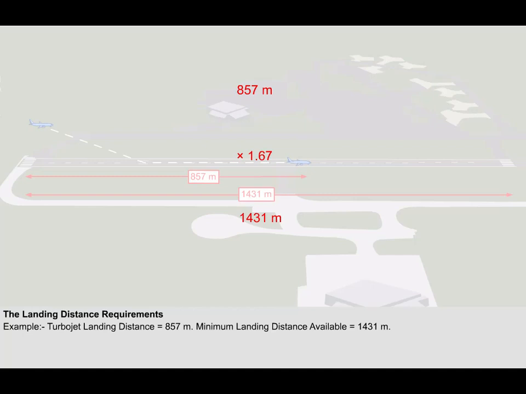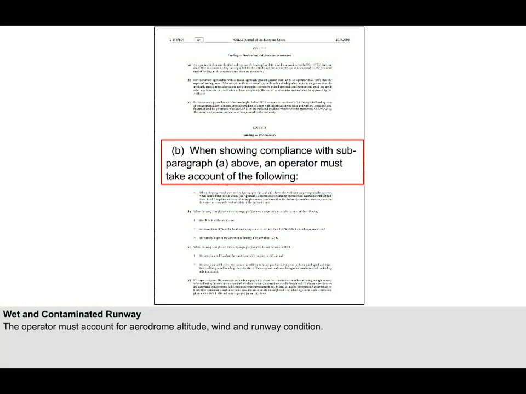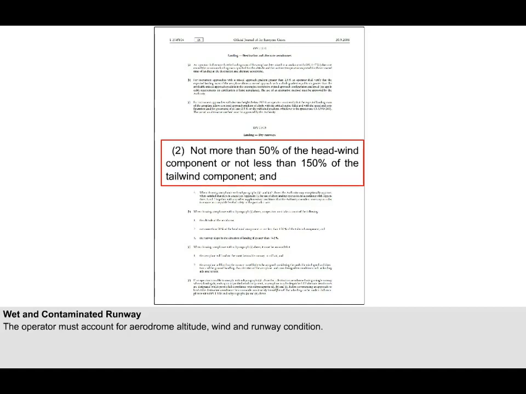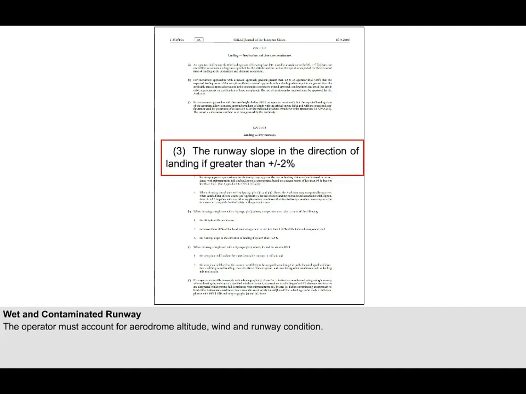These examples are important, since questions like this form part of the aircraft performance exam. Try not to get confused about when to multiply or divide by the factor. In complying with the landing requirements, EU OPS 1 states that the operator must take account of the altitude at the aerodrome, not more than 50% of the headwind component, or not less than 150% of the tailwind component, and the operator must account for the runway slope in the direction of landing if greater than plus or minus 2%.